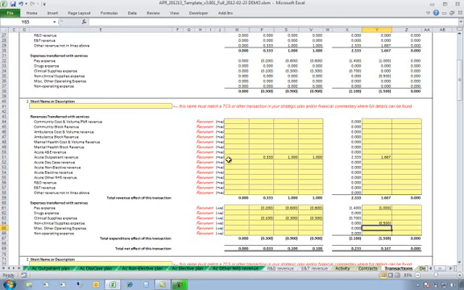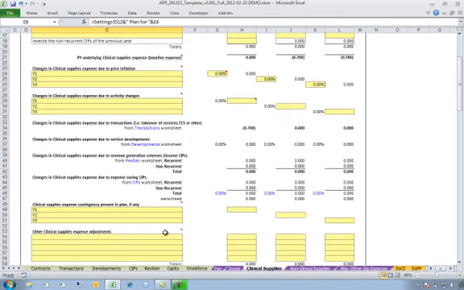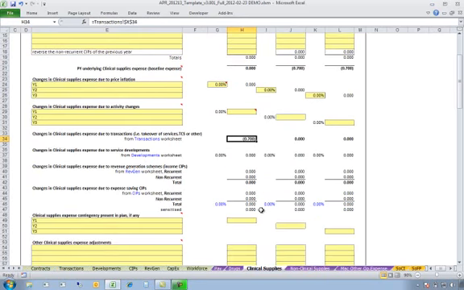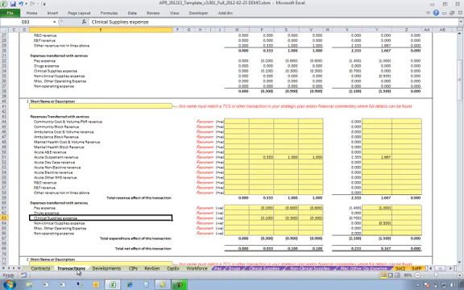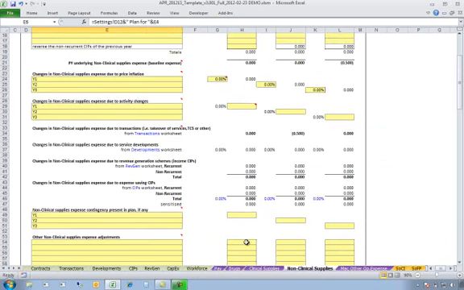Okay, and we've looked at the way it ties through to the acute outpatient. We'll also look through how it ties through to the clinical supplies expense, just to make sure it's obvious. Go to clinical supplies. There's a line due to changing clinical supplies expense due to transactions, and there you can see the amount. And that I put in the wrong line, so you'll see that in non-clinical supplies expense, which is there.